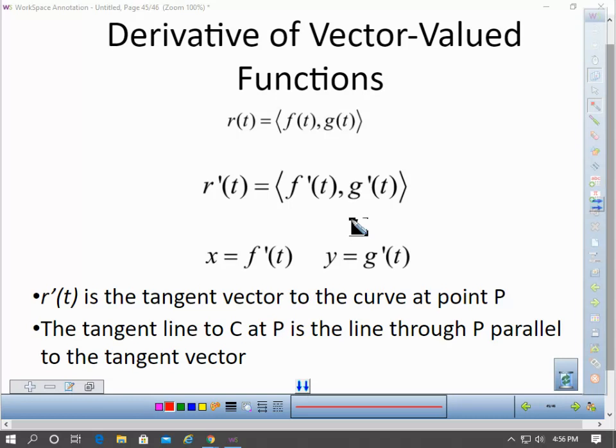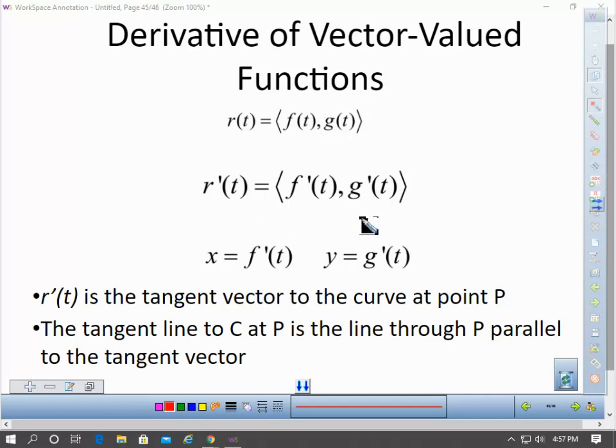Now, that means that r prime of t is a tangent vector because your derivative gives you your tangent line, right? So r prime of t is the tangent vector. So if you were to graph this vector with these derivatives as its endpoints, that would give you a tangent vector to the curve at P, all right? So the tangent line at a point to a curve at point C is going to be a line parallel to this tangent vector, okay? So this is a tangent vector. It's not going to be the tangent line, but the tangent line is going to be parallel to that vector, so it would have the same slope, right?